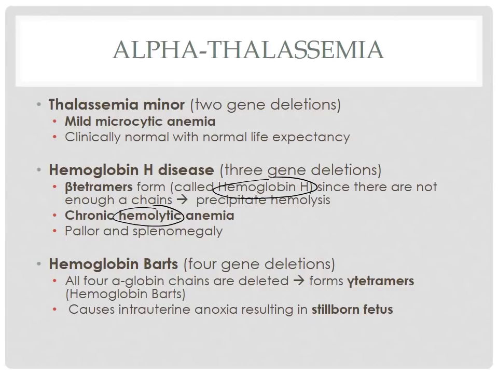In the next version, hemoglobin Bart's, there are 4 gene deletions. All alpha chains are deleted. And with these, you'll have the gamma tetramers also forming. And this is called hemoglobin Bart's. And this will cause a stillborn because they are not able to carry any oxygen.